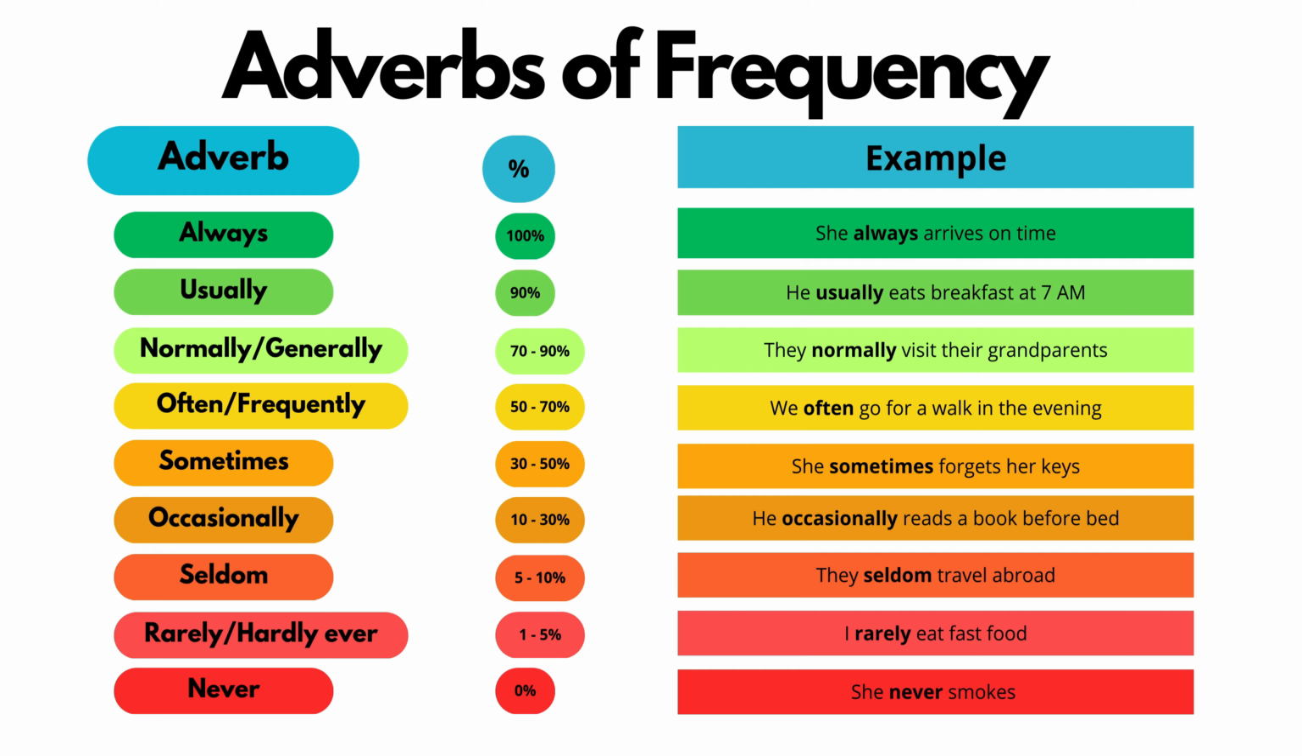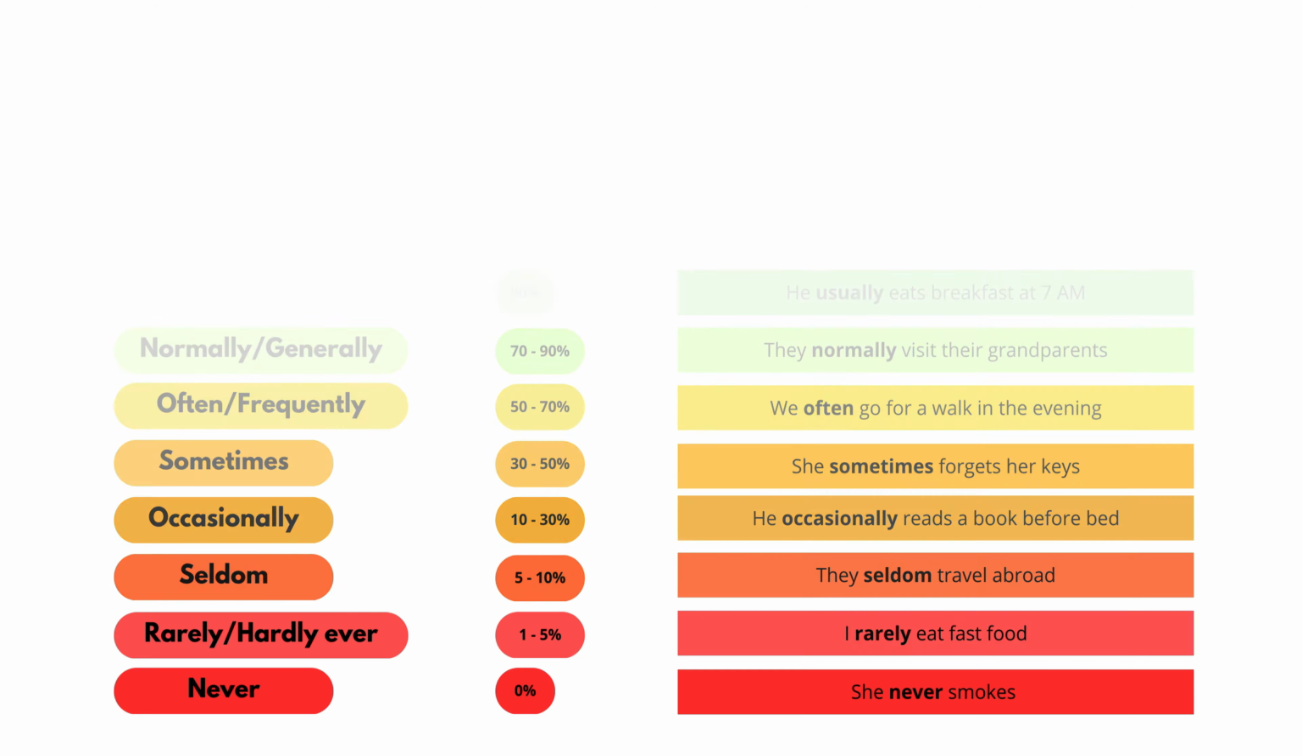Seldom, around 5 to 10% of the time. Example, they seldom travel abroad. Rarely, hardly ever, around 1 to 5% of the time. Example, I rarely eat fast food. Never, 0% of the time. Example, she never smokes.